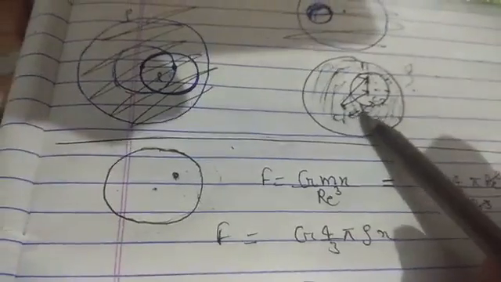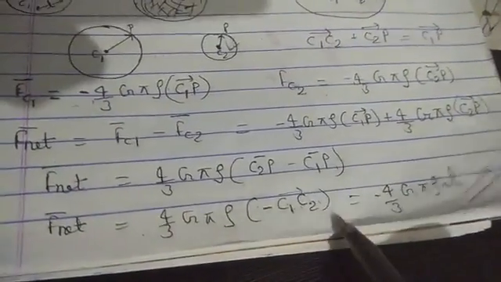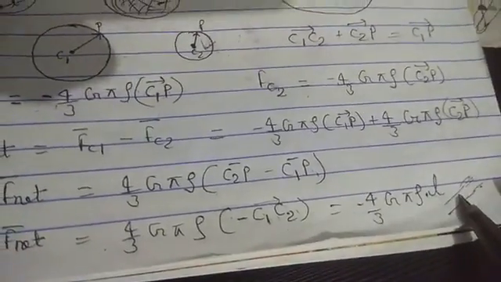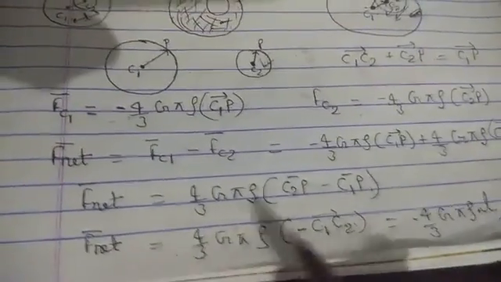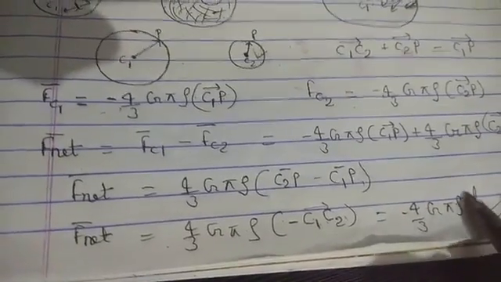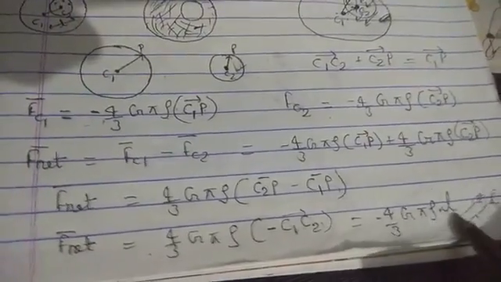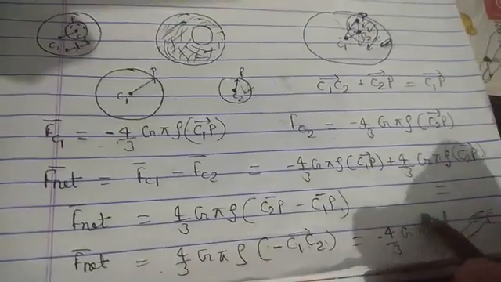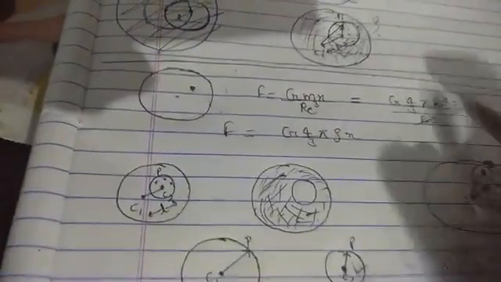We supposed that the distance between these centers is L. So F net would be minus 4 by 3 G pi rho L. That's it. Now you have to see that this part is constant, this part is constant, with the minus, and this part is L, the distance between C1 and C2.